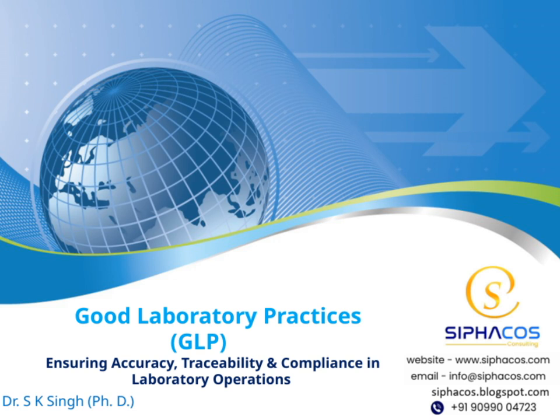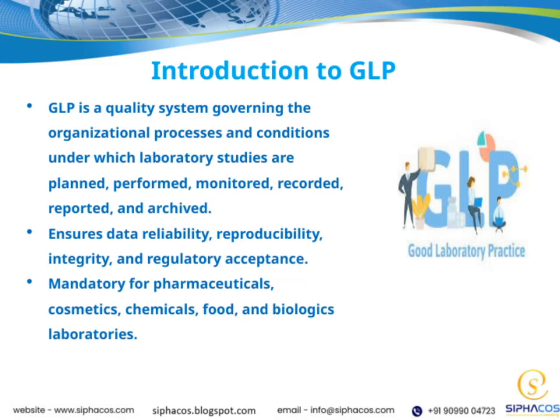Let's get started. Today, I want to introduce you to GLP, which stands for Good Laboratory Practice. It's a comprehensive quality system that governs how laboratory processes are managed. Essentially, it sets the standard for planning, performing, monitoring, recording, reporting, and archiving laboratory studies. The main goal of GLP is to ensure that the data generated from these studies is reliable and reproducible. This means that the results you get are consistent and trustworthy, which is crucial for regulatory purposes and decision-making.